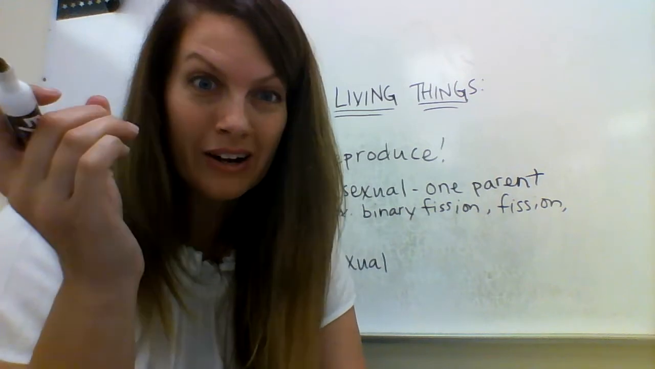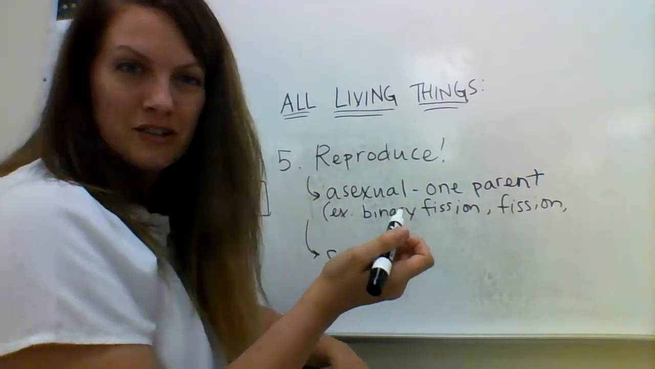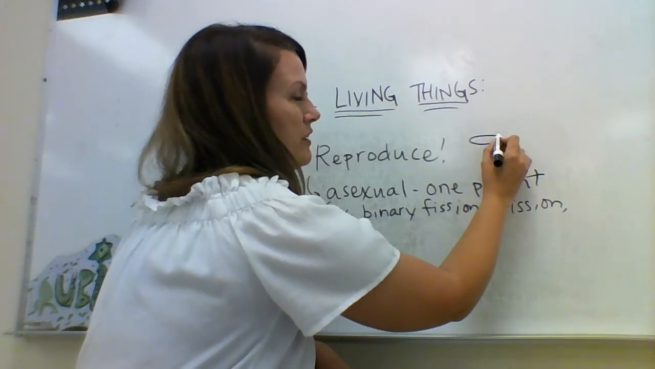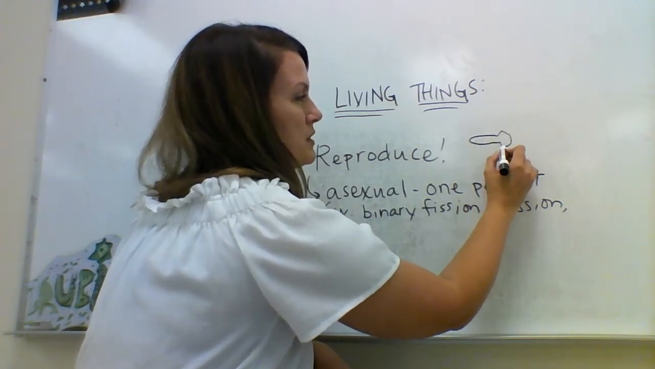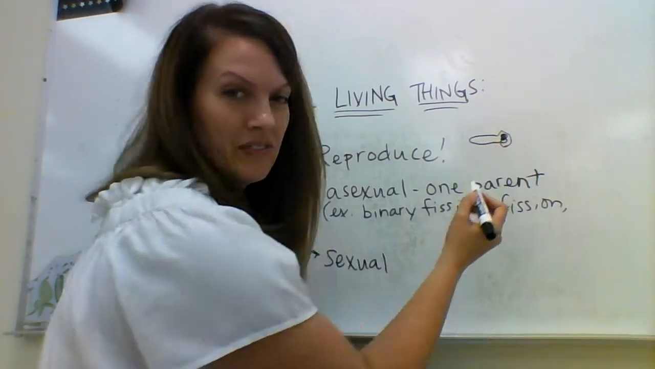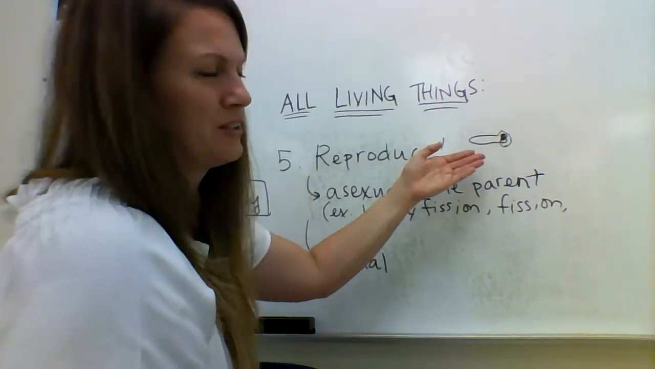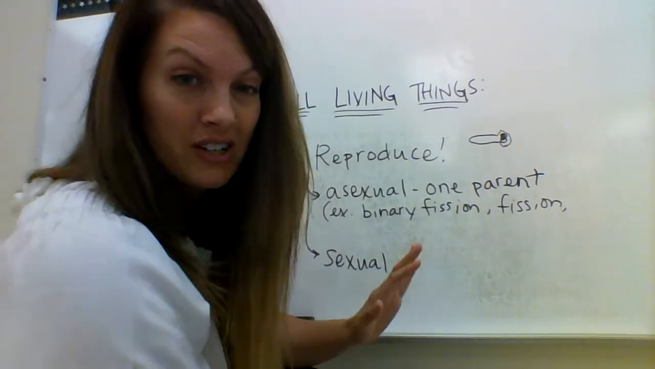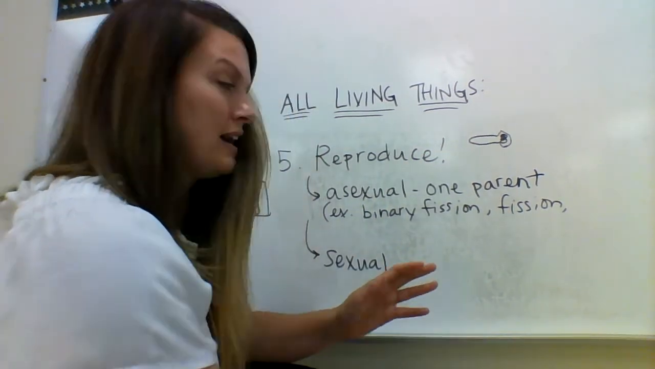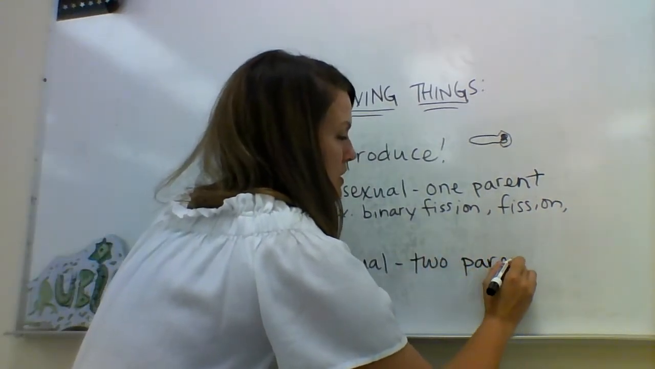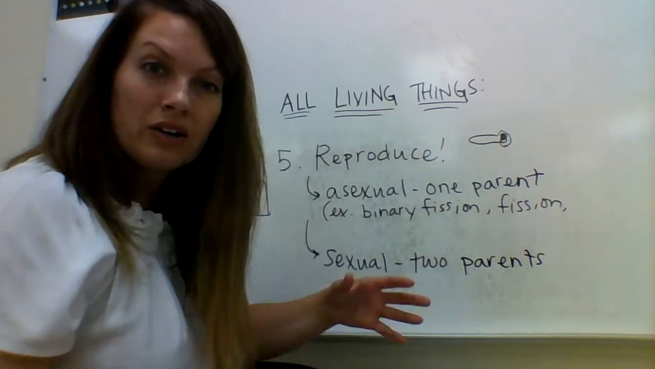For example, planarians. I'll do my best. You'll see I'm not a great artist. Planarians are tiny little worms that have crossed eyes, and they look sort of like this. Now, planarians actually can have sex, so they can have a reproductive process that includes two parents.